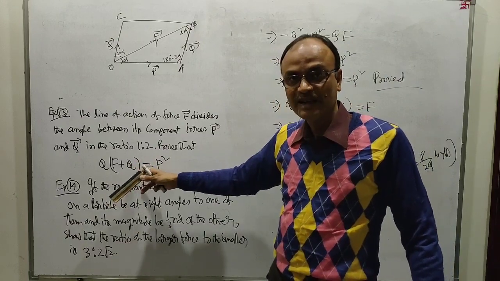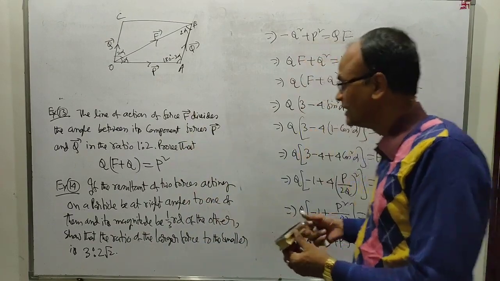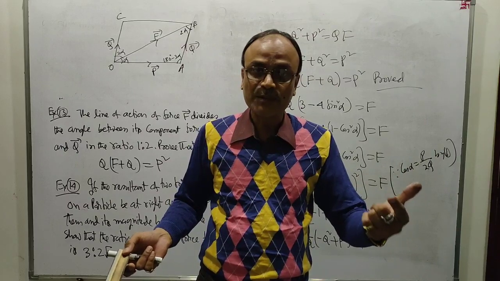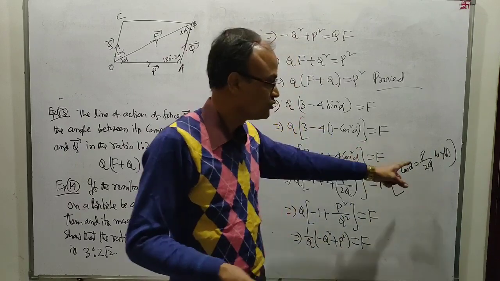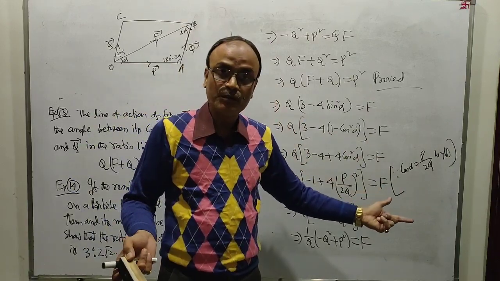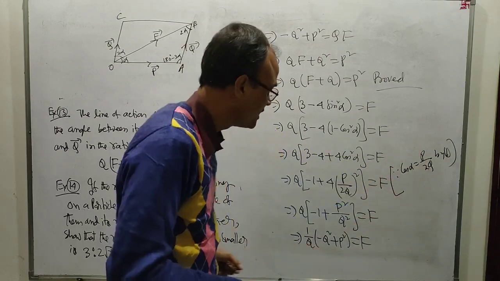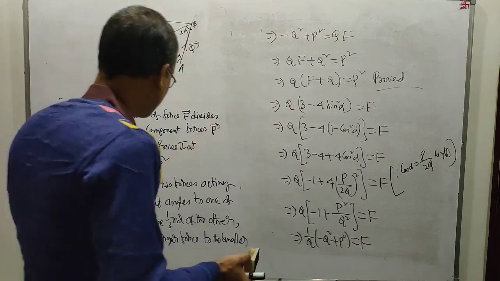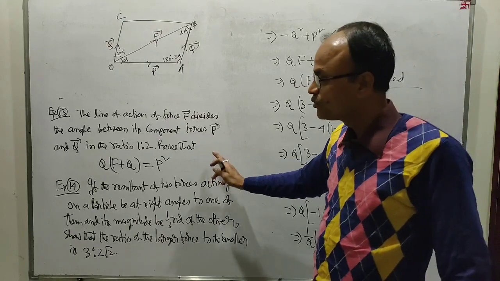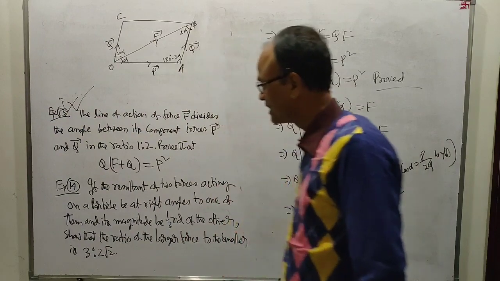In the final result, there is no alpha. Therefore, we have to eliminate alpha. For that, we first calculate the value of cos alpha. Cos alpha is equal to P by twice Q. And in the second result, we have put cos alpha is equal to P by twice Q. That is very simple. In this way, question number 13 has also been solved.